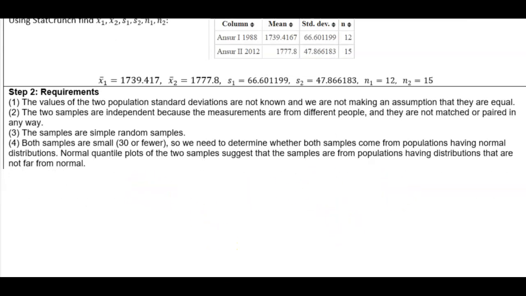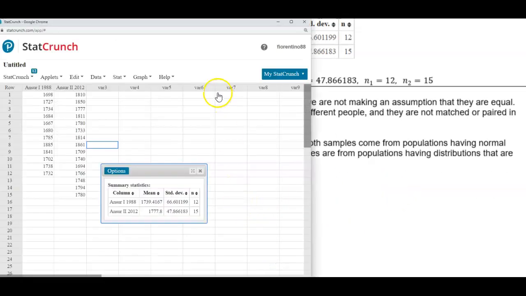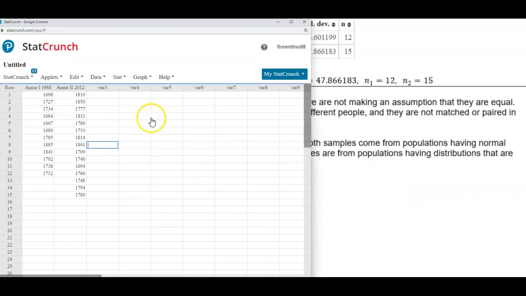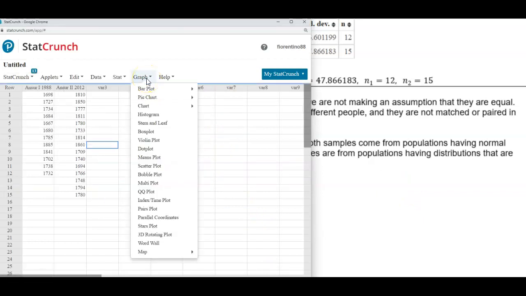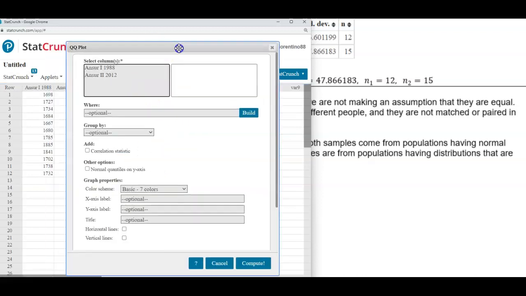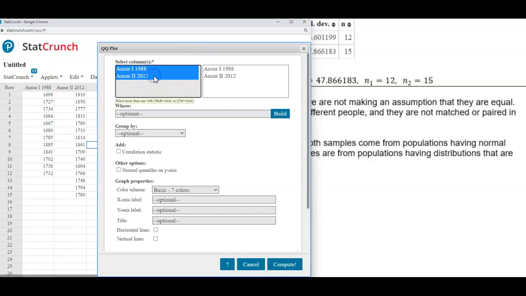Number 4, both samples are small, 30 or fewer, so we need to determine whether both samples come from populations having normal distributions. In order to do that, we come back in here and open up StatCrunch. We go to Graph and scroll all the way down to QQ-Plot. Then we select both columns, make sure we select the horizontal and vertical lines, and then select Compute.